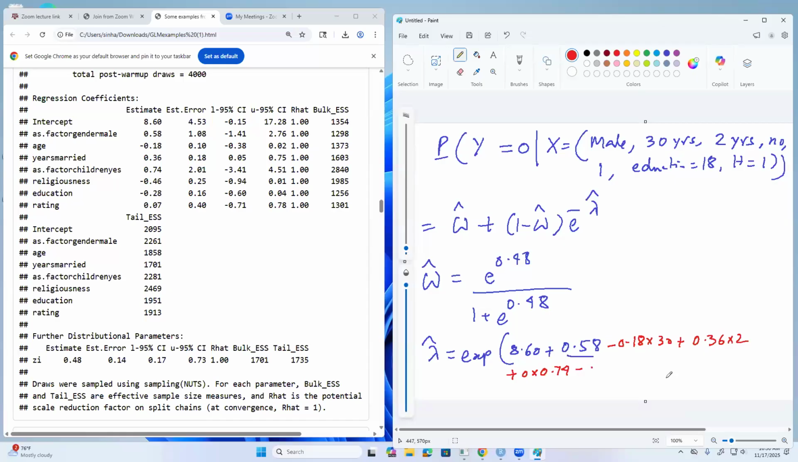Religiousness, 0.46. I said 1, religiousness. Education minus 0.28 times 18. Okay, and rating of happiness 0.07. So you take these things, do e to the power, and that will be your lambda hat. You plug in lambda hat here. You calculate probability y equal to 0 for this covariate value.